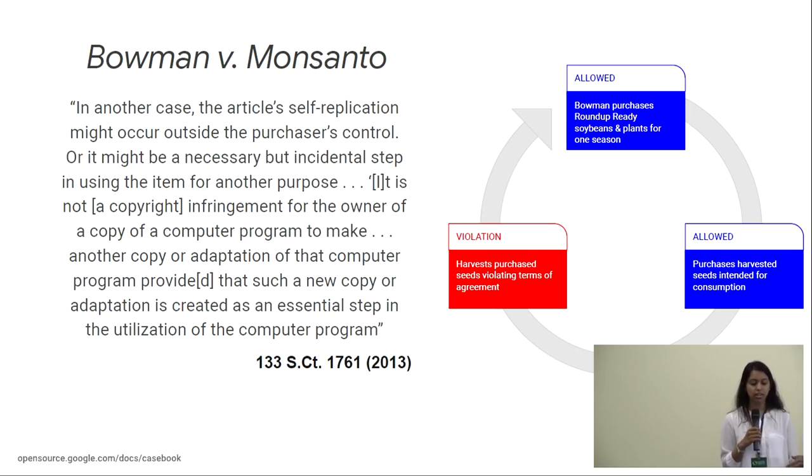And then the court said, or it might be a necessary but incidental step in using the item for another purpose, and specifically talks about copyright. It is not a copyright infringement for the owner of a copy of a computer program to make another copy or adaptation, provided that such a new copy is created as an essential step. So you think about the question I posed earlier, what if there's a program that has to create more copies in order for it to be used?